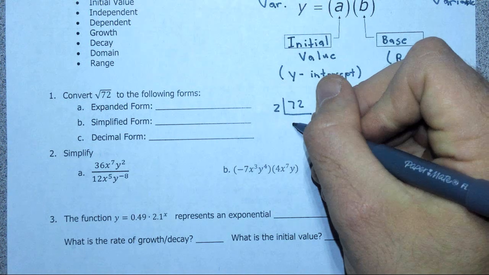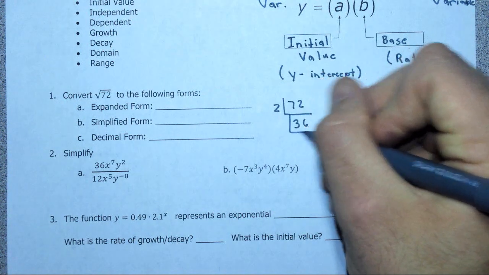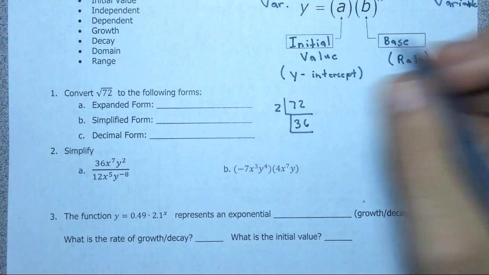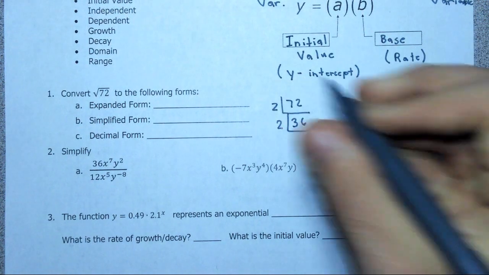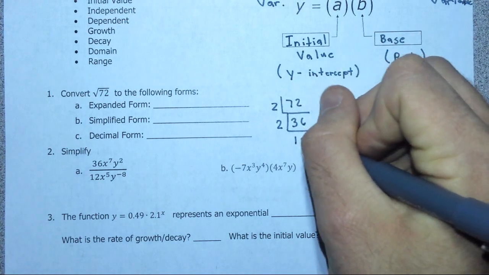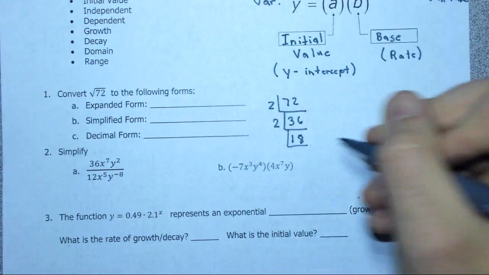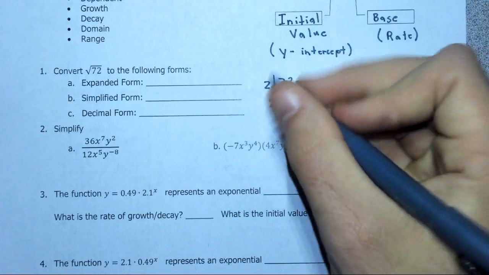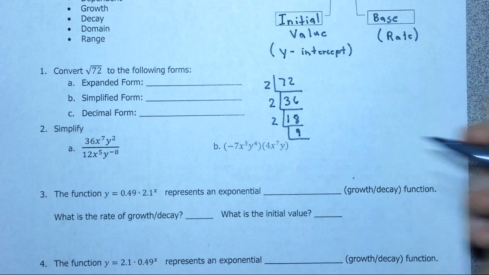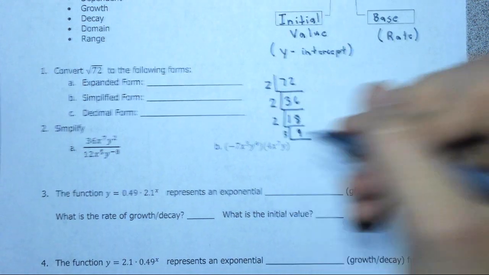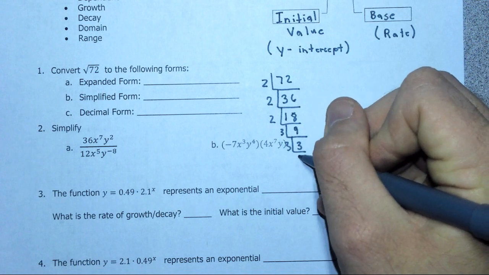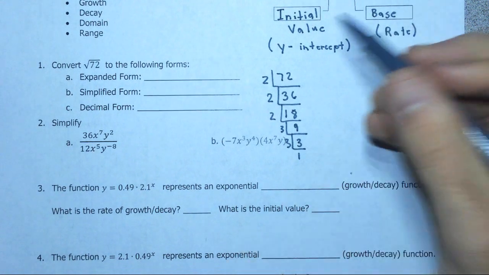72 divided by 2 is 36, because Mr. Venture's smart, don't need no calculator, don't need no man, strong, independent woman. Divide by 2. 36 divided by 2 is 18. 18, I can keep doing this because it keeps being even. Divide by 2 is 9. Oh, can't divide by 2, but I can divide by 3. 3, and I get 1. There we go. So these are all my numbers.